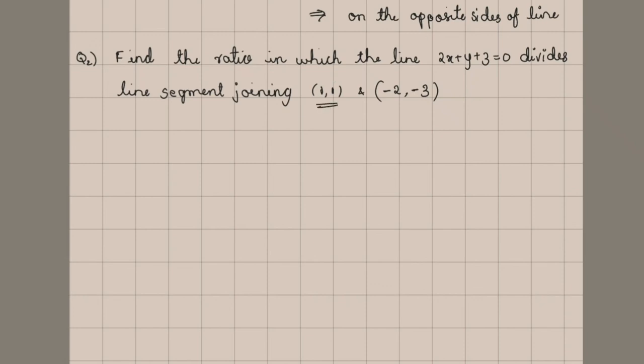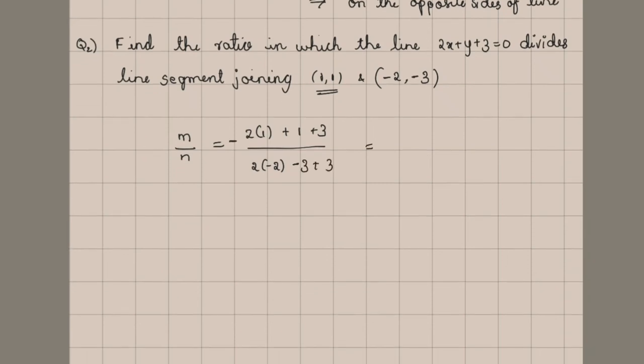This is point 1, this is point 2. So the ratio m by n is nothing but: substitute 1 comma 1 in 2x plus y plus 3, divided by 2 into -2, minus 3 plus 3, and the negative side here.